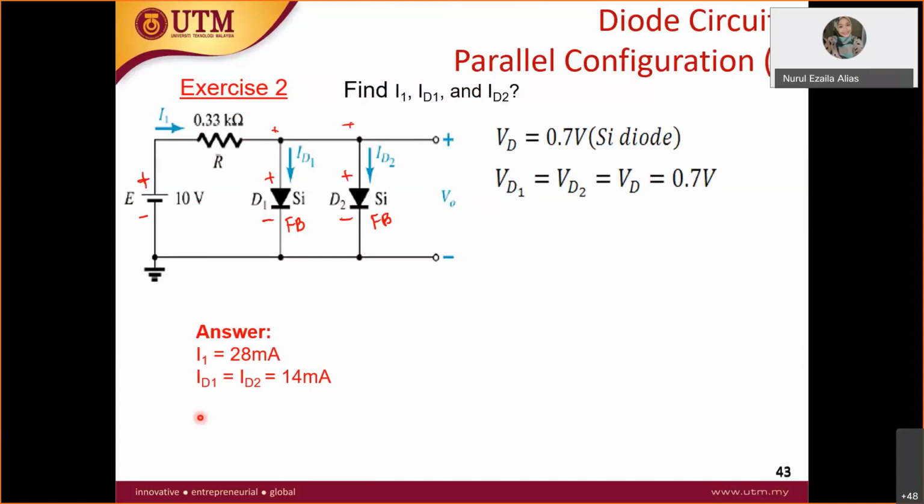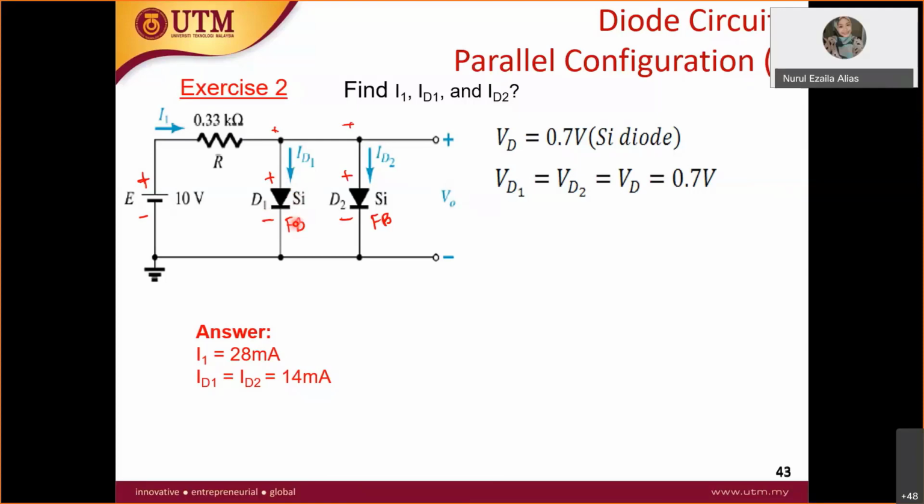Hello? Doctor, yes. If we have the current of the diode and the voltage across the diode, can we find the internal resistor using Ohm's law? Yes, you can. If they ask you for the internal resistor, then it equals 0.7 volt divided by 14 milliamperes. Okay, doctor, thank you.